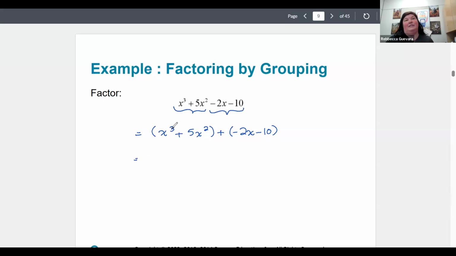Now here we have an x cubed and an x squared. So what I can factor out of both of these terms is an x squared. If I factor out an x squared from x cubed, we're just left with x. If I take 5x squared and I factor out that x squared, we're just left with 5.